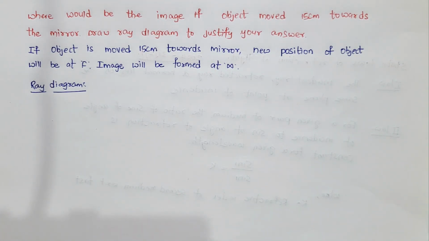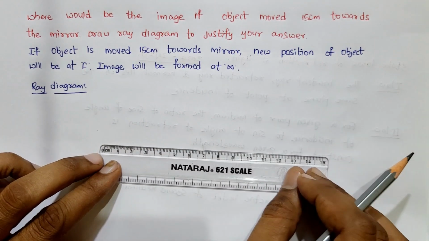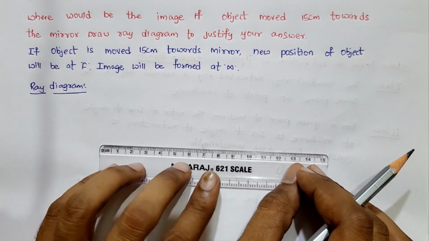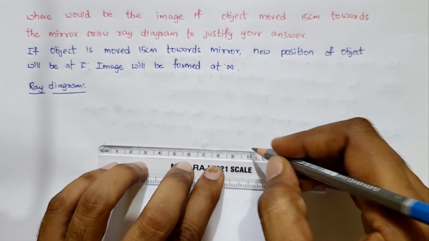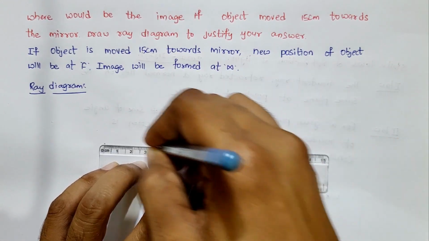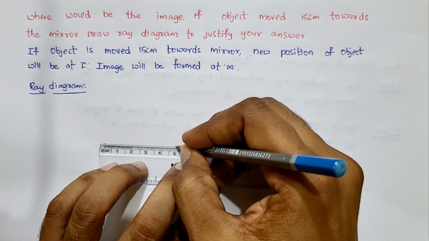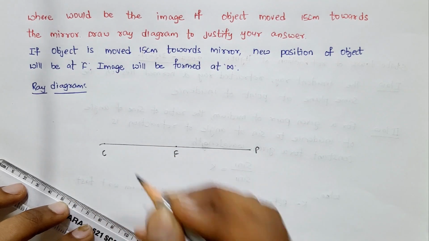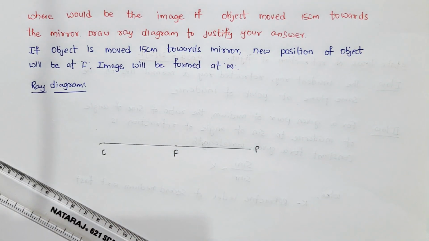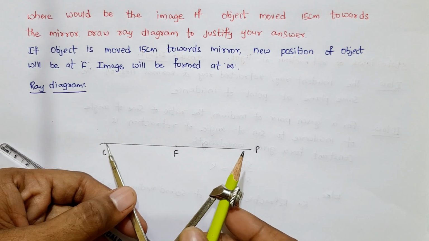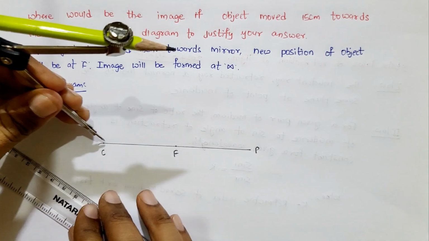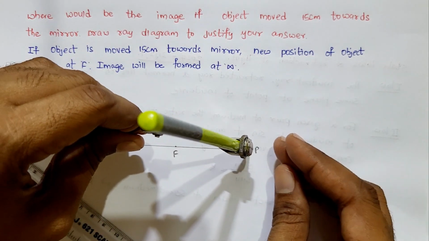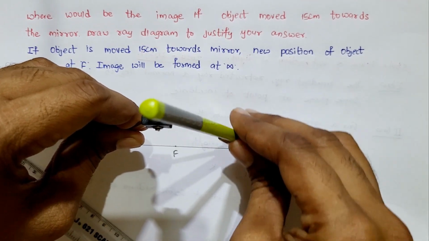Okay, let us draw the ray diagram also. So let us draw this ray diagram by starting with taking a line first of all. First step in drawing all ray diagrams is to take a straight line of length 10 centimeters, right? Now at 5 centimeters mark one more point. This one will be focus, this one will be pole, this one will be center of curvature. Now take compass. Radius should be 10 centimeters. From center of curvature, yes. Radius is 10 centimeters. Draw an arc.